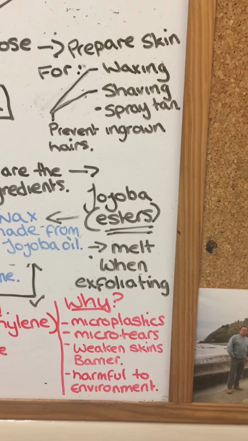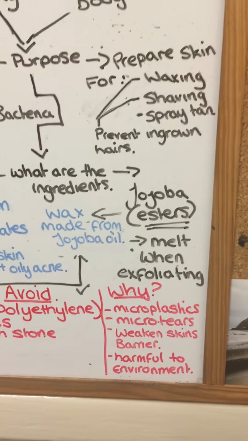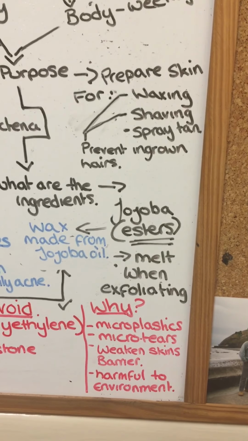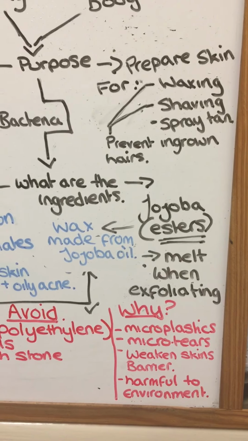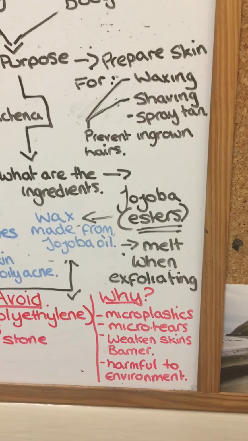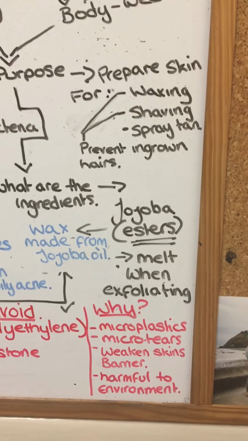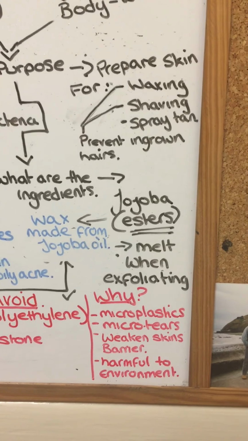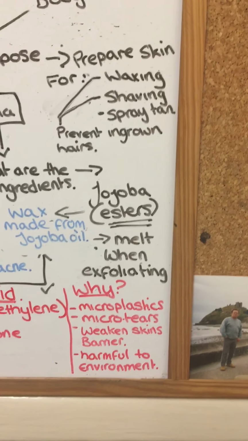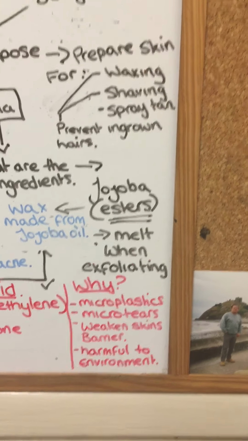They're called jojoba esters, jojoba beads, but they are the esters. Esters are the fat forms. So it's a wax made from the jojoba oil, which has literally just been hardened and formed in the shape of a sphere. And what happens when you use them when you're exfoliating is they melt. So you know you're getting a good product.